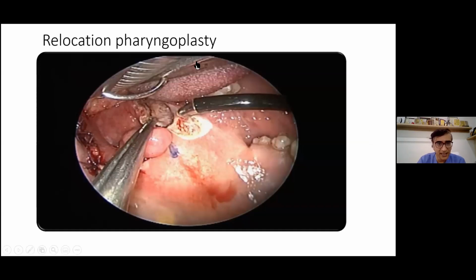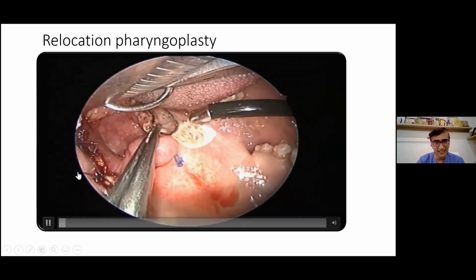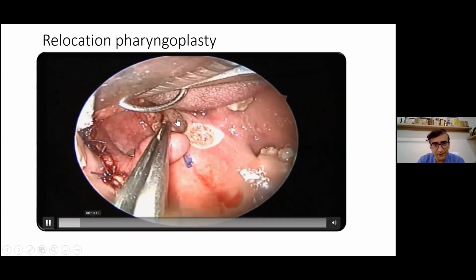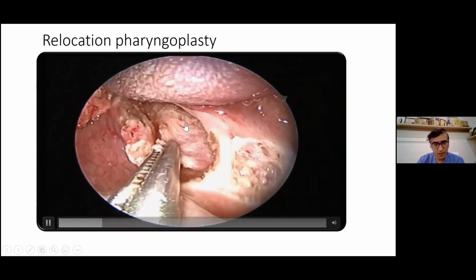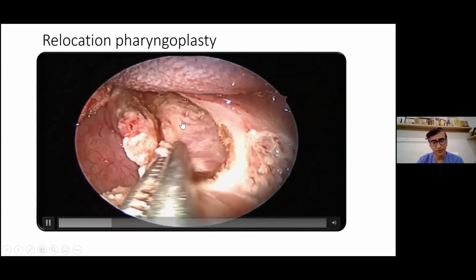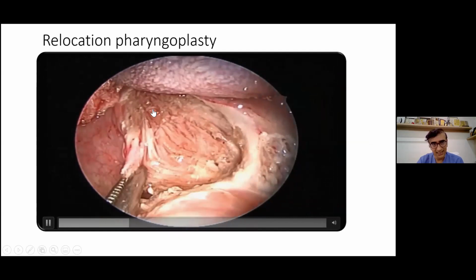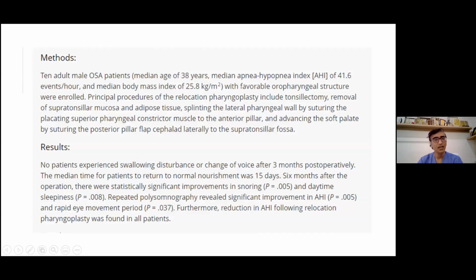This is relocation pharyngoplasty. I will not go through the entire thing because ultimately, it's the same thing. You have to remove the supratonsillar fat pad. The only difference here, very similar to the Kahali technique, is that you take the superior constrictor muscle and suture it to the anterior pillar and don't cut the parallelly running palatopharyngeus muscle. The success rates are also quite good. There is no change in voice, and decent success rates.